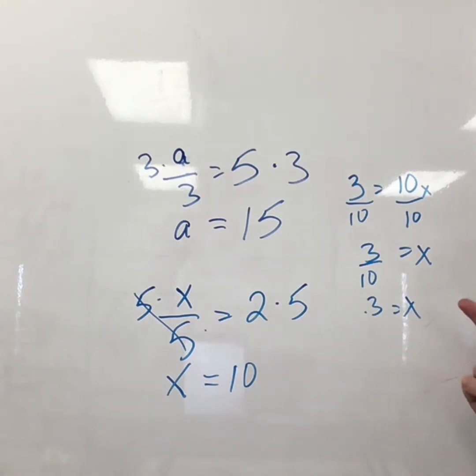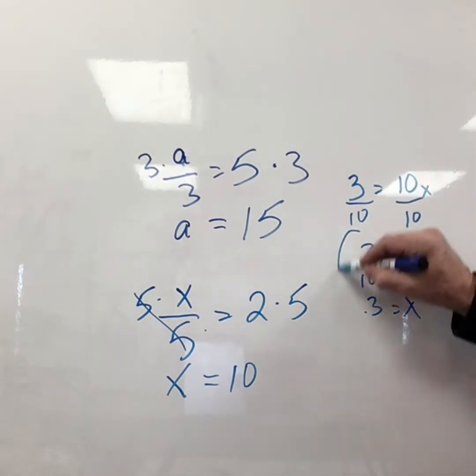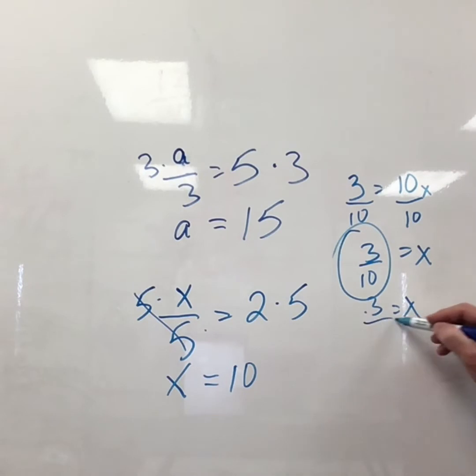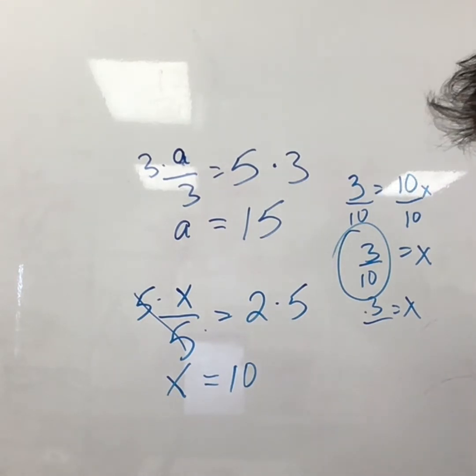So you can actually have fractions. If you leave it as a fraction, perfectly fine. Change it to a decimal, that's fine. If it's an improper fraction greater than 1, change it to a mixed number. That makes it a little bit easier.